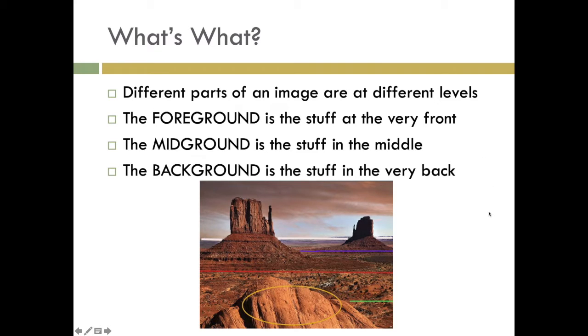Okay, then the stuff that's farthest away from us, way in the back of the picture, like this rock right here and the sky, is part of our background, okay? Because it's in the back. And then the stuff that's in between, so it's not super far away from us, but it's not super close to us, is in the midground, because it's in the middle of our picture.